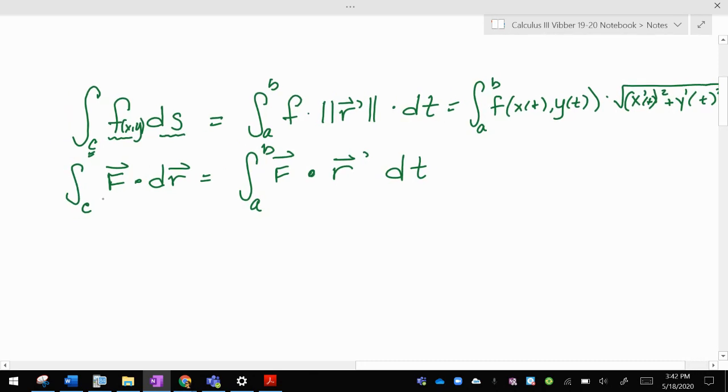You also could integrate a vector field, a line integral of a vector field, where you had the integral of F dot dr that calculated work. And when you want to do that, you end up dotting F with r prime, and you get everything in terms of t.